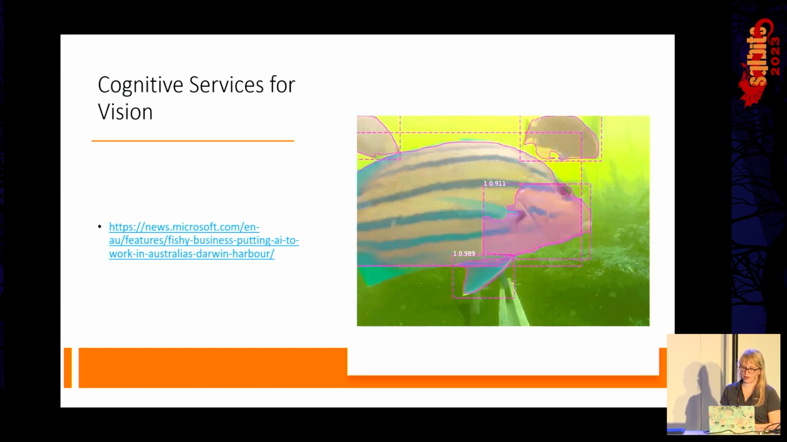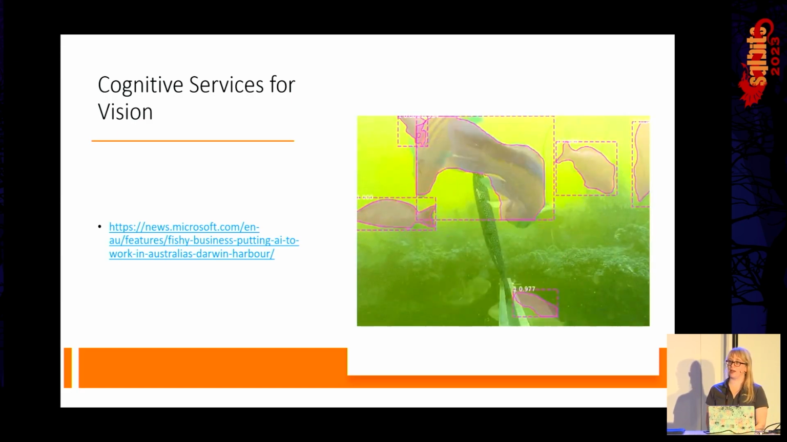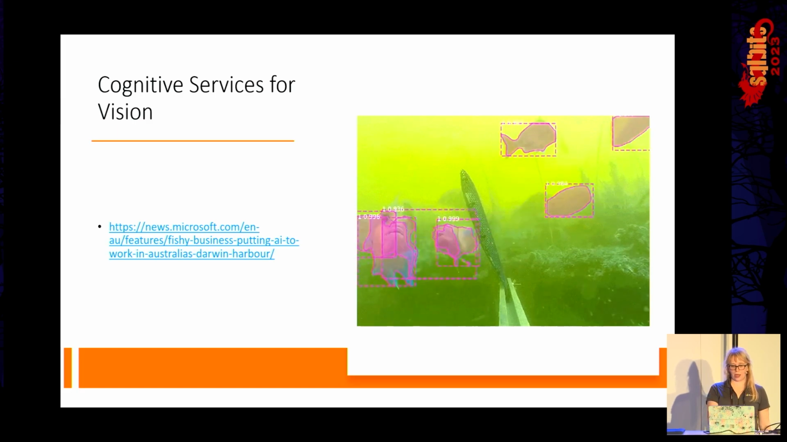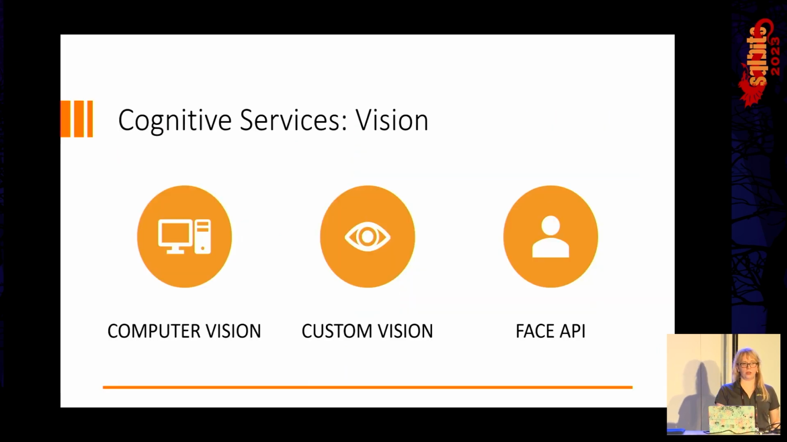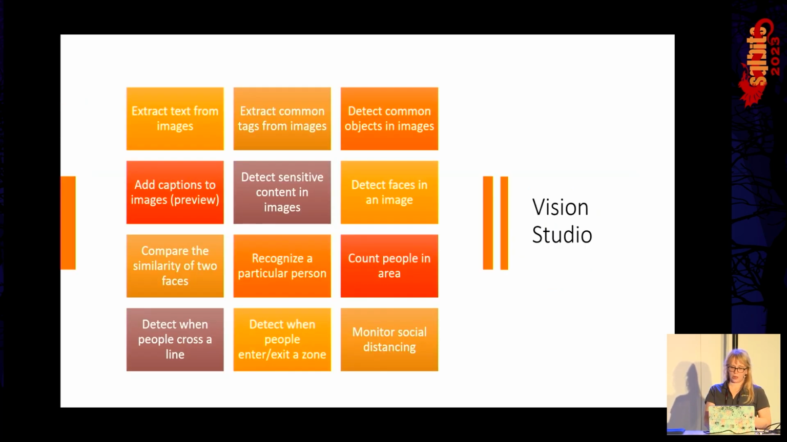And the almost last group of services is the vision. So with vision, we have 3 things. We have computer vision, custom vision, and face API. And I think this one is the most popular. So we also have a vision studio where you can extract text and check everything before you try it.